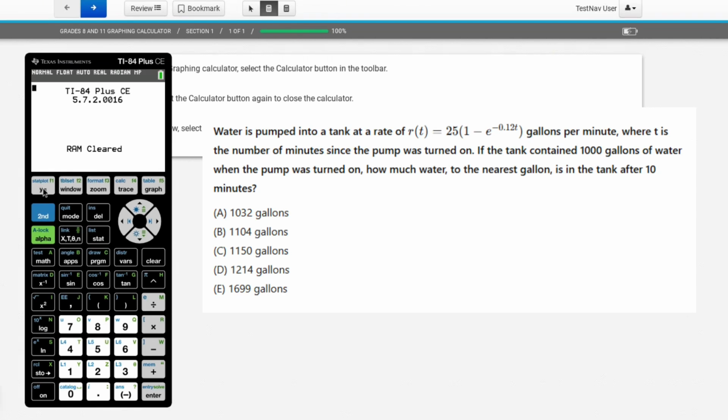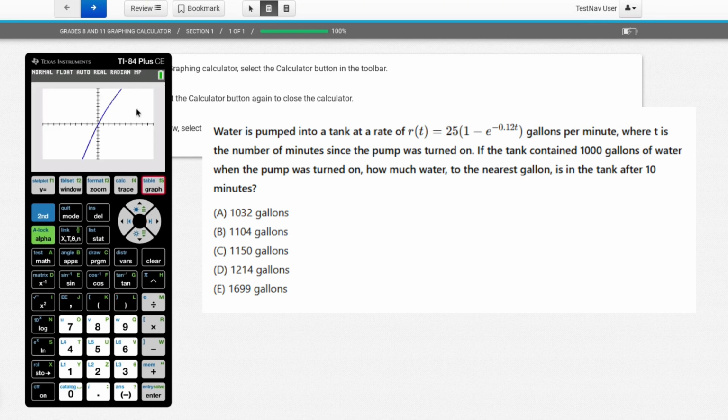We care about doing stuff to the nearest gallon, which is going to make our life easier. First thing we're going to do is go to Y= and type in that integrand: 25 times parentheses 1 minus e to the negative 0.12 t. So negative 0.12, and then X is going to be our t. Let's move to the right, close the parentheses, and hit graph.